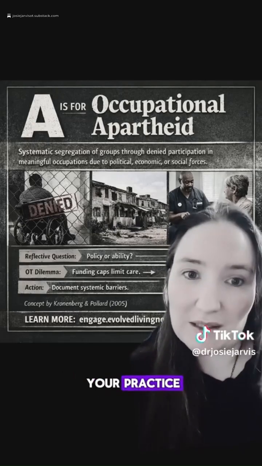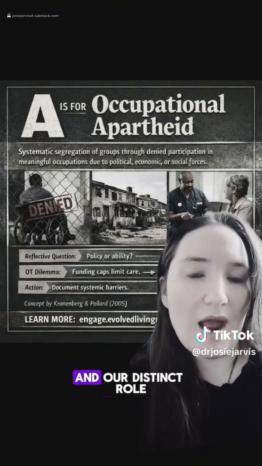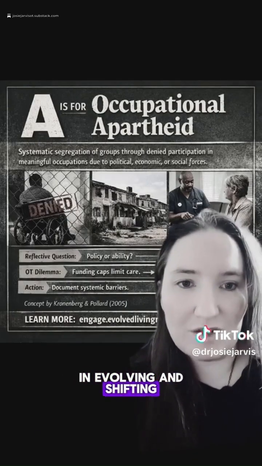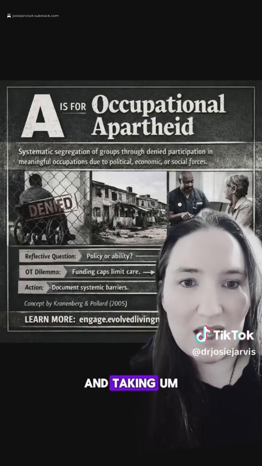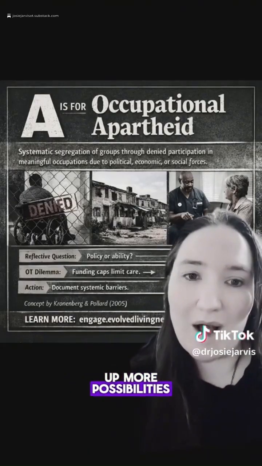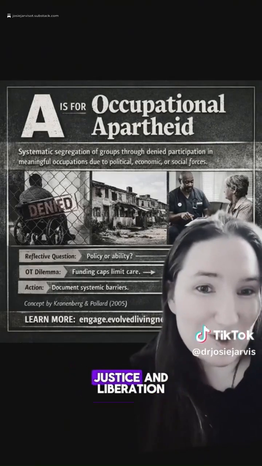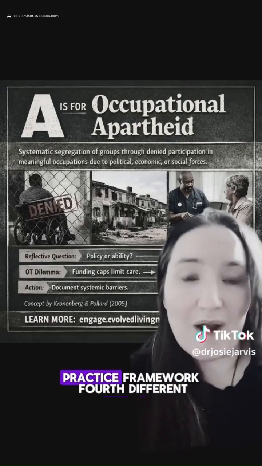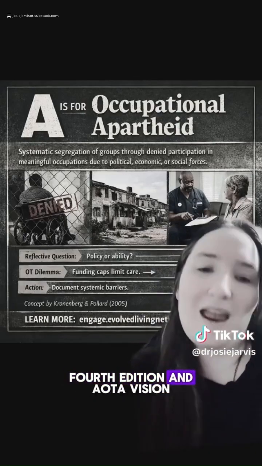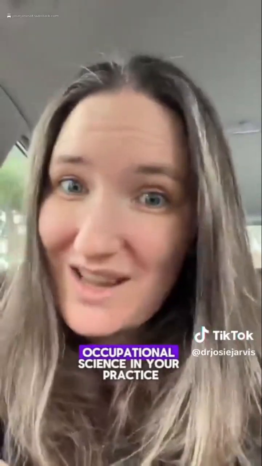This can really empower your practice and help give you terminology to distinguish your contributions on the team wherever you practice, and our distinct role in evolving and shifting the landscape, not just within bodies, but also in the systems that surround them, and taking an approach to see how we can open up more possibilities, enable engagement, participation, performance, and ultimately occupational justice and liberation, all constructs that are currently embraced by the Occupational Therapy Practice Framework, fourth edition, and AOTA Vision 2030.